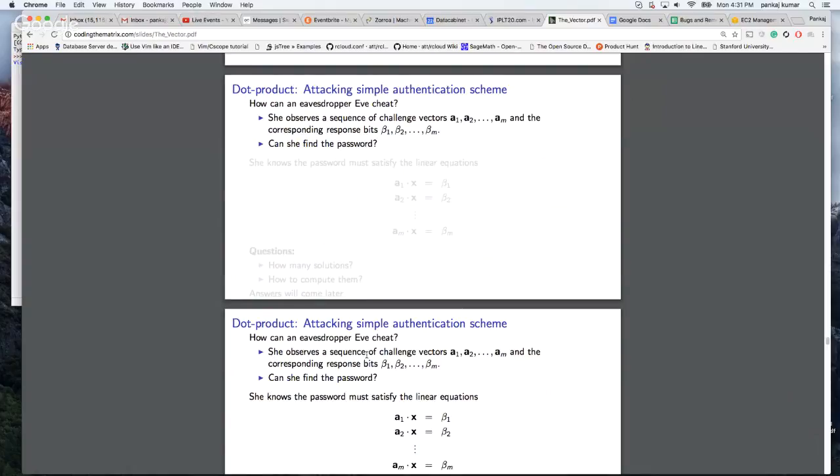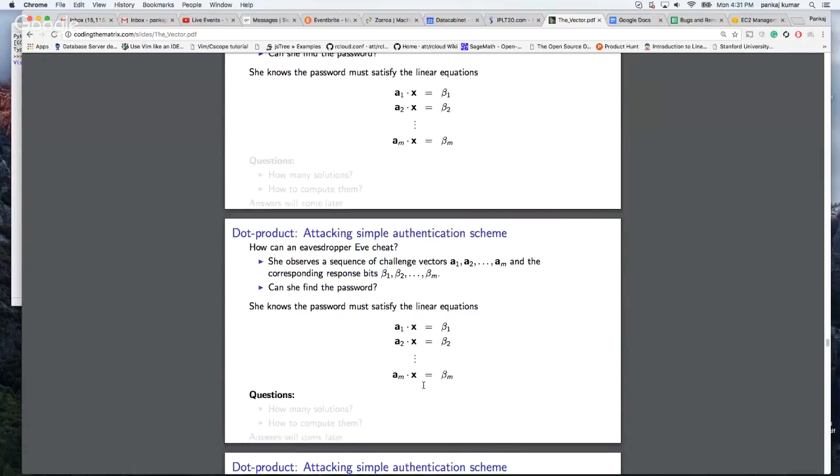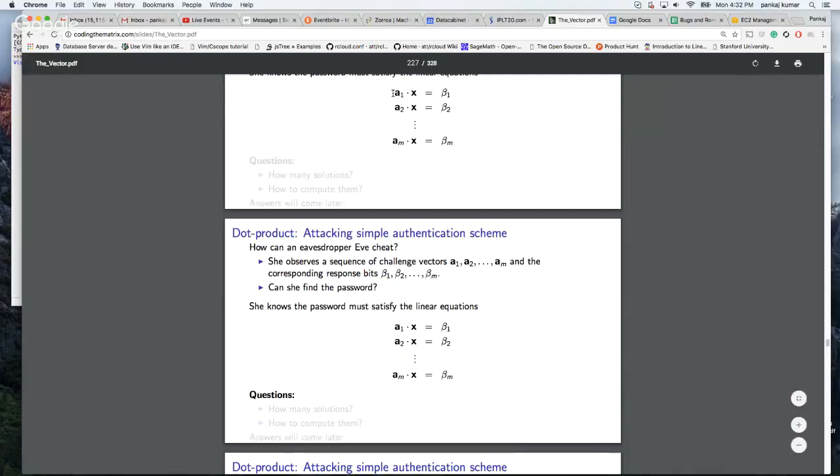How would you attack a simple authentication scheme? One way to attack this would be that if you see all the values and all the answers, then you know that if you get another value that is a sum of the questions. For example, if you get challenges A1, A2, AM, and their responses were beta 1, beta 2 up to beta M, then if the next challenge that comes is A1 plus A2 plus AM, the response would also be beta 1 plus beta 2 plus beta M, because it follows from the same thing.